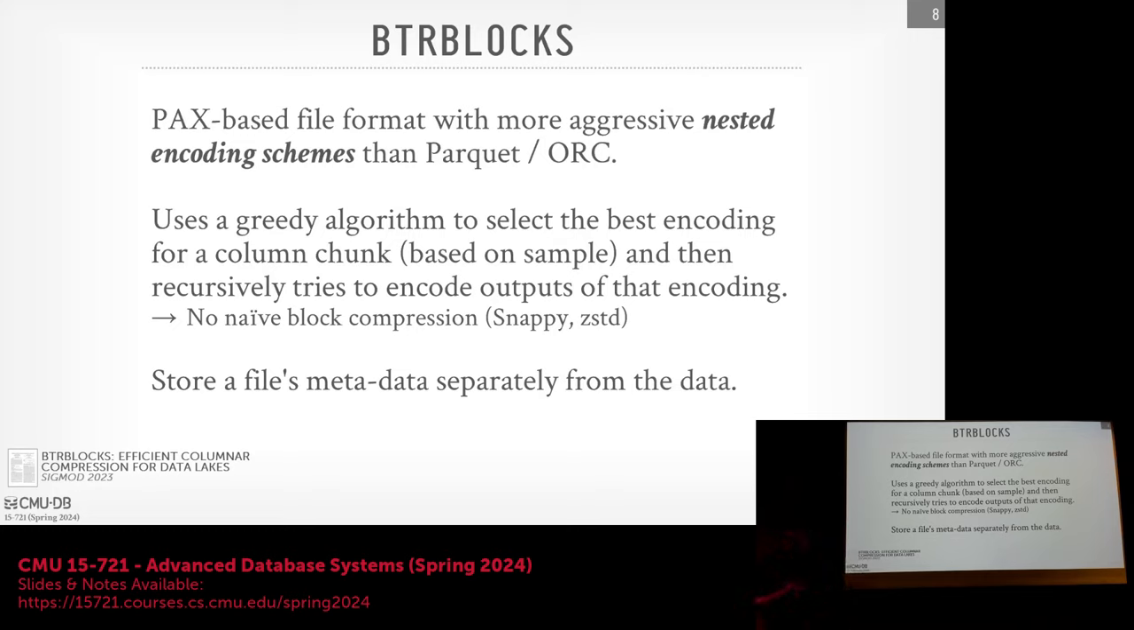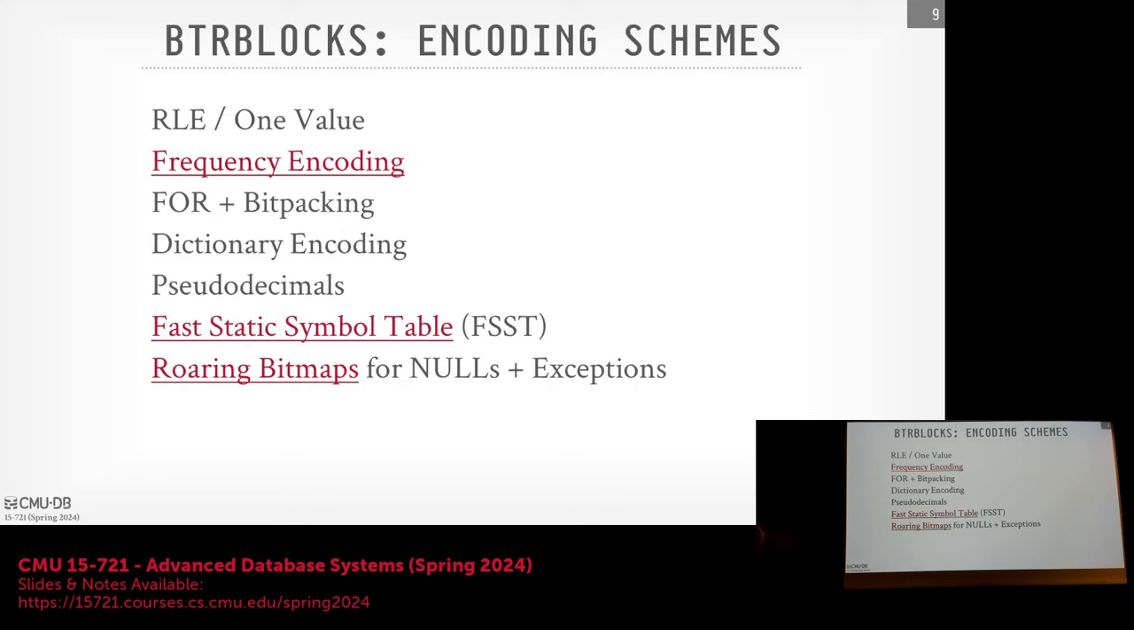Okay, so let's look at all the encoding schemes that they have. A bunch of these we've already seen. Two of these we'll cover in more detail. We already know about run-length encoding. One value is the extreme example, where literally your column of 64,000 tuples has one value, so you just store that once. It's the extreme case of RLE.